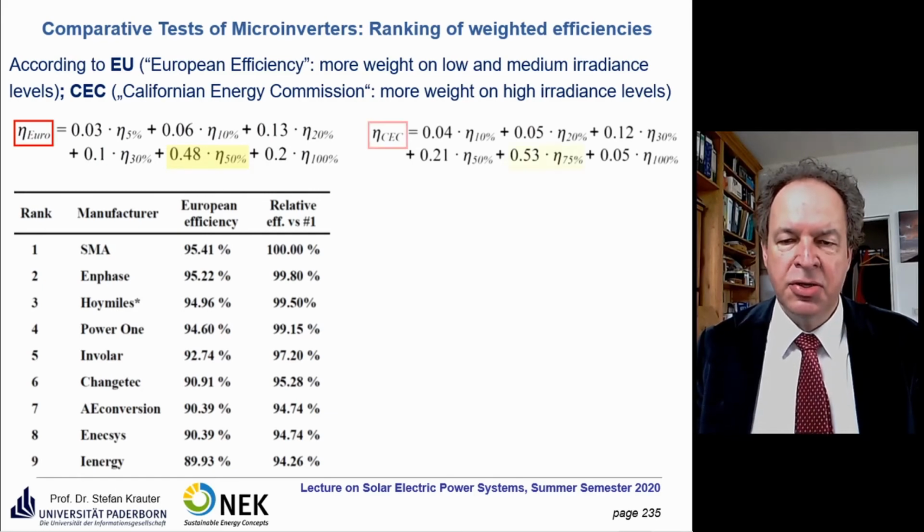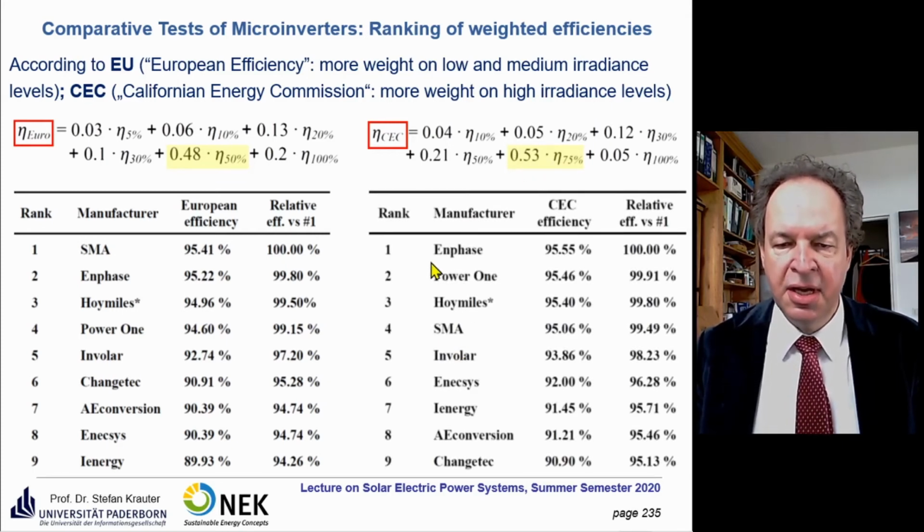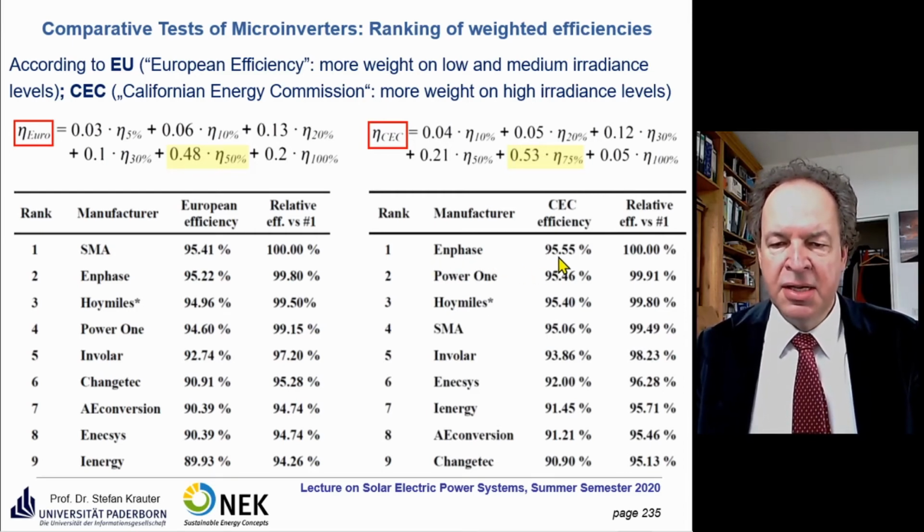Let's compare it to the California Energy Commission efficiency. What you see here is that the weight is more heavy on the 75% of nominal load, which doesn't occur here at all, but here is the highest weight on that. And let's see whether something changed. Yes, something changed. The Enphase inverter performed the best here, so it's designed obviously for the CEC efficiency, with an efficiency of 95.55%, and so on.